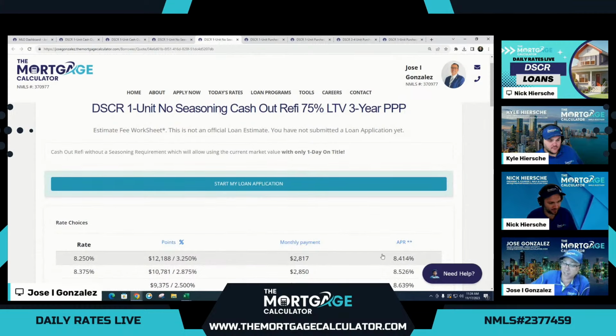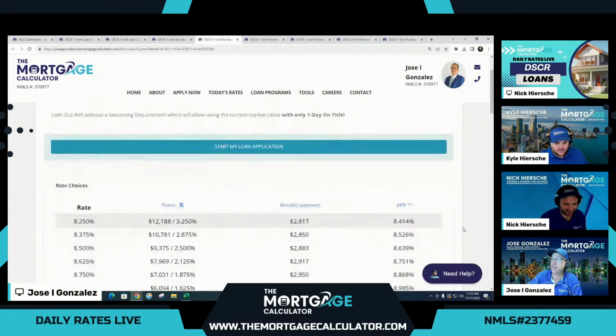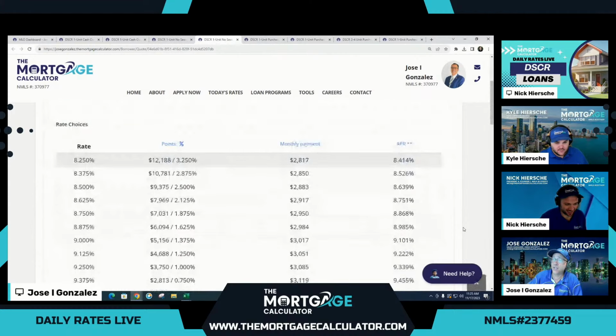I'm not talking about light on the salt and pepper. I'm talking about no seasoning on title, which will allow using the current market value with only 1 day on title. That's the only catch. You got to be on title yesterday, already recorded, all that kind of good stuff. And today you can cash out refi. So that's a pretty good deal right there. 1 day on title on this 75%.